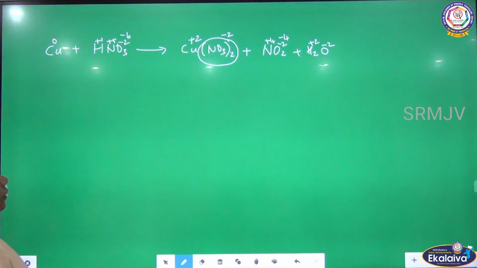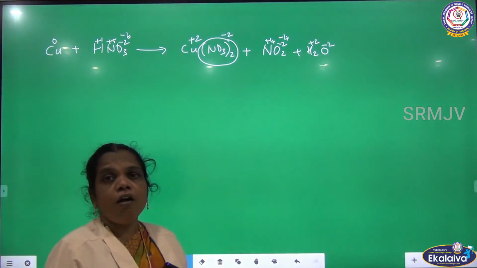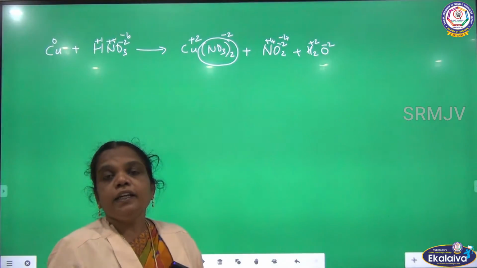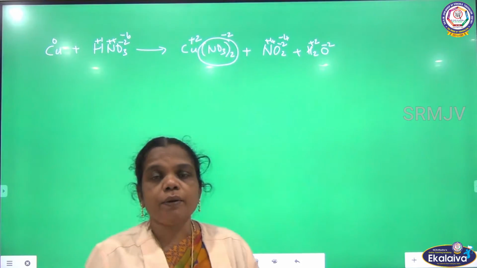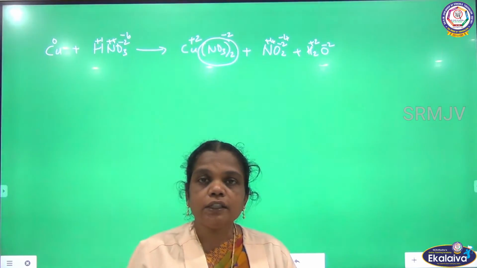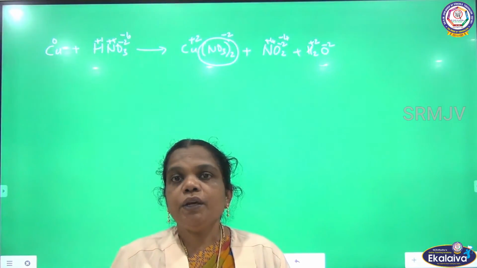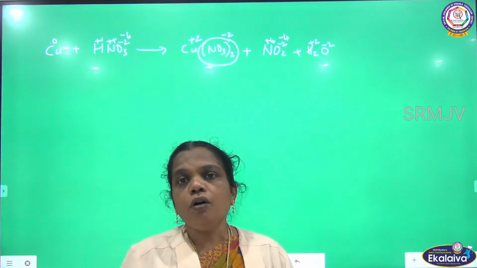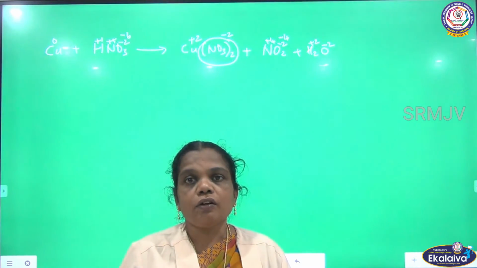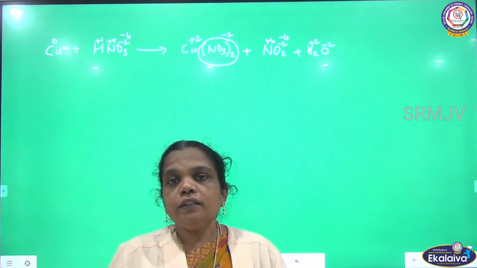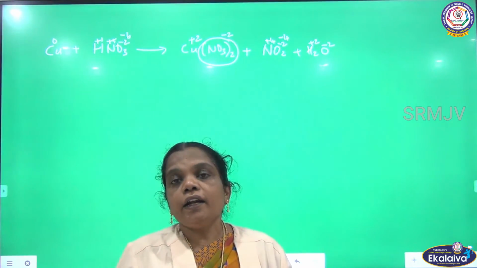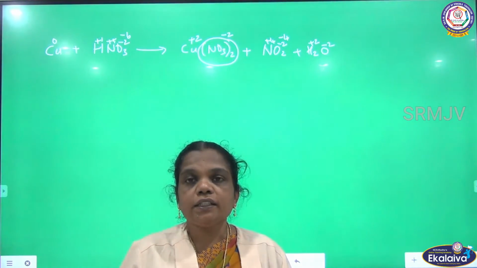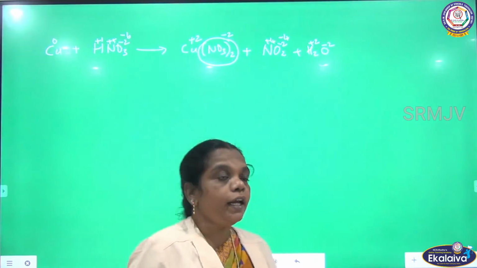Now you have to find where there is a change in the oxidation number, either an increase or a decrease. Already you know that if the oxidation number increases, that element undergoes oxidation, the loss of electrons is taking place, and the element in which the oxidation number decreases undergoes reduction. Reduction means gain of electrons.